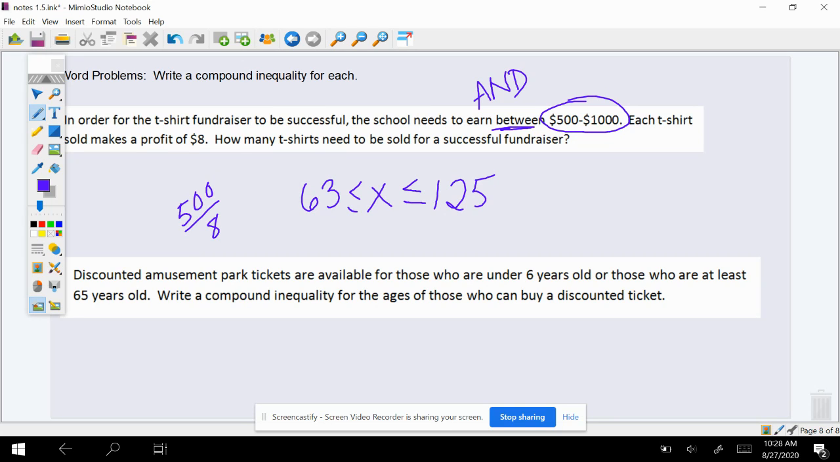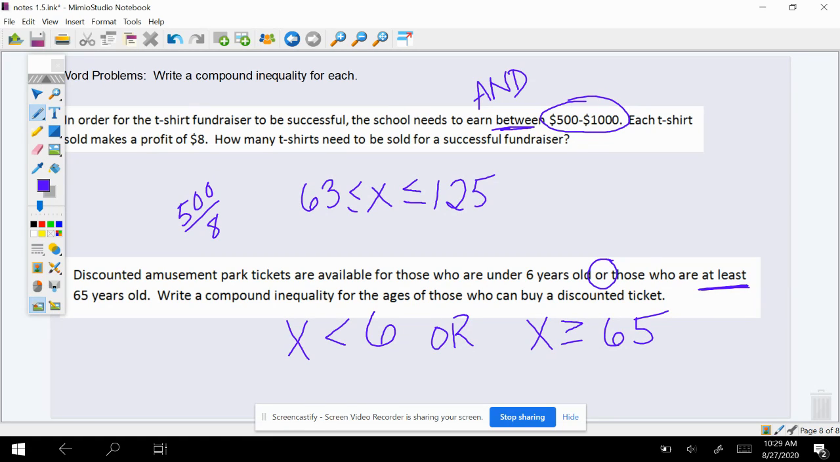For the next one, we're looking at discount amusement park tickets, something I mentioned. You're either going to get those if you're under 6 or if you're at least 65. So again, the word or tends to stick out in these. So if I want to write a compound inequality, well, you could be under 6. So under 6 does not include 6. So there's one group of people that would get discounted tickets. Or if you are at least, again, at least means greater than or equal to 65.